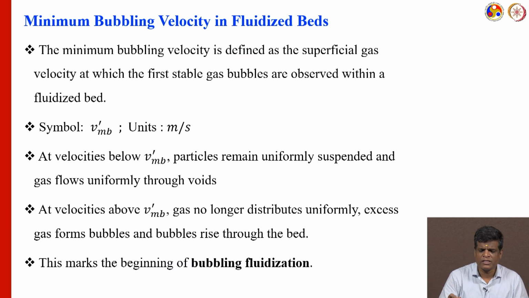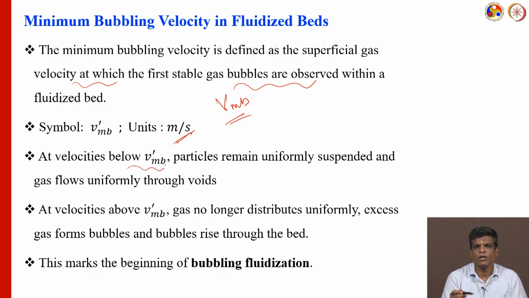The minimum bubbling velocity is defined as the superficial velocity at which the first stable gas bubbles are observed within the fluidized bed. So, we always write VMB for minimum bubbling velocity. This is a velocity, and the units are meters per second, the same units we use for the other velocities here. At velocities below VMB, what will happen? Below VMB, the particles remain uniformly suspended and the gas flows uniformly through the voids.